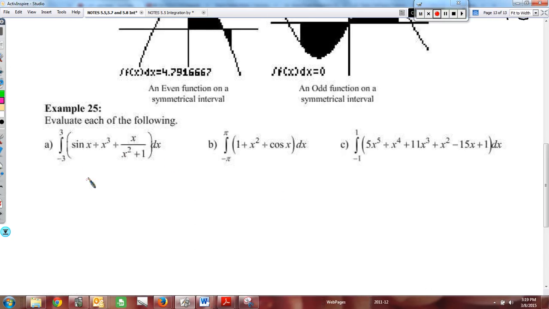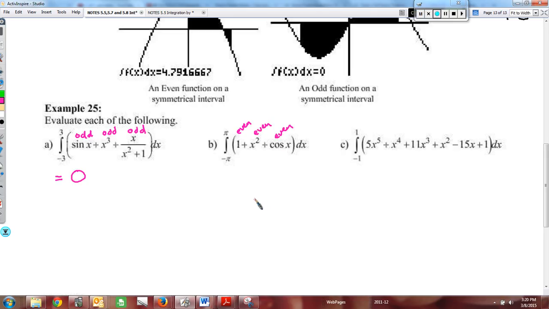Well, let's just do a couple of them real quick. Knowing that this is odd, and then if you look at this, x over x squared plus 1 is odd, that if you see something like this, you go, oh hey, negative 3 to 3, the answer is 0, and I don't have to do anything. Taking a look at this is even, this is even, and cosine is even.